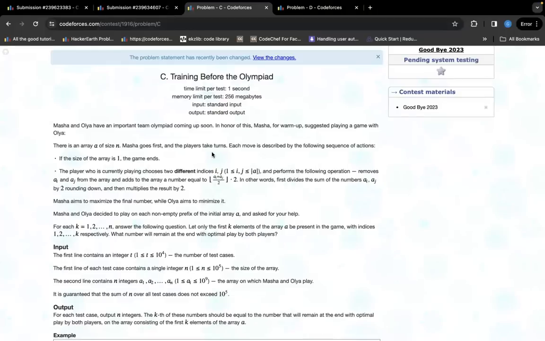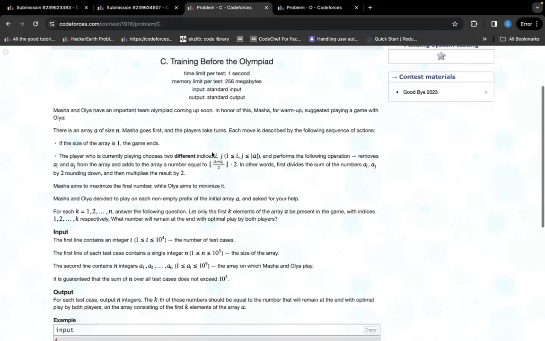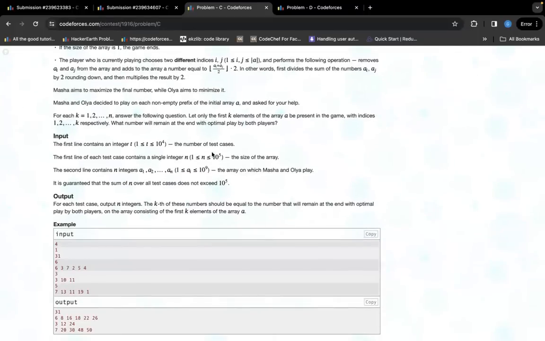In other words, first divide the sum of the numbers AI, AJ by 2 rounding down, and then multiply it by 2. Masha aims to maximize the final number while Olia aims to minimize it. So for every prefix, we have to solve it. The thing is, if we can solve it for an array, then we can easily solve it for each prefix. Let's first think about how we will solve it for one array, and then solve it for each and every prefix, because it doesn't really matter much.